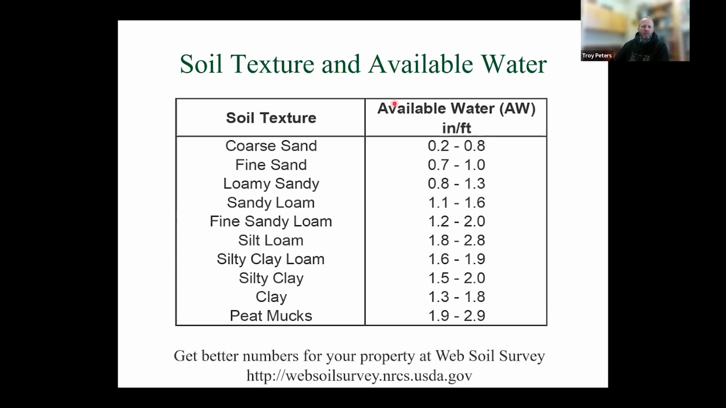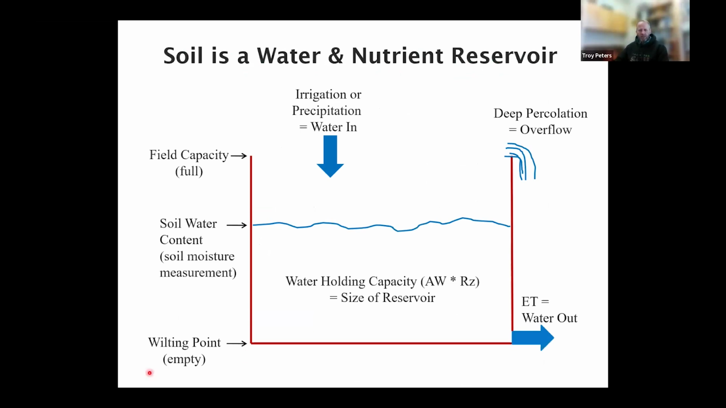And that's a useful number because you just multiply this times the depth of soil that roots are in contact with, and it gives you the total volume of water that the soil can hold. So it's basically a reservoir. It's a bucket. The size of the reservoir depends on 2 things: that water holding capacity of the soil and the root zone depth. The larger the root zone depth, the bigger that bucket is. The larger the water holding capacity is, the bigger this bucket is.